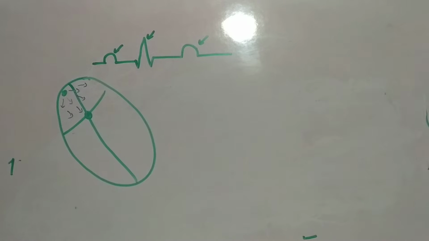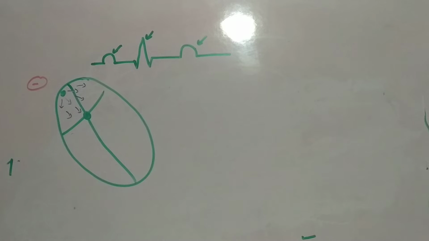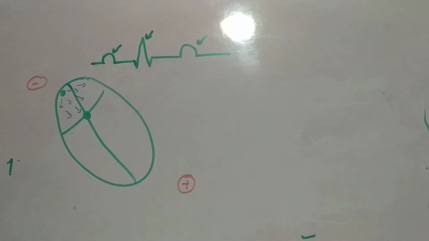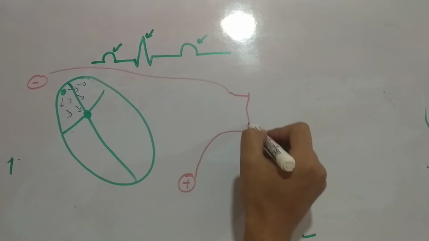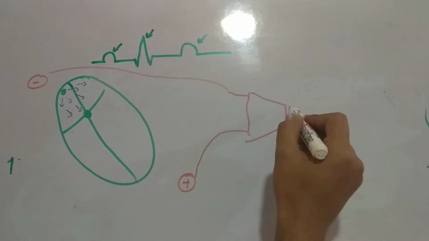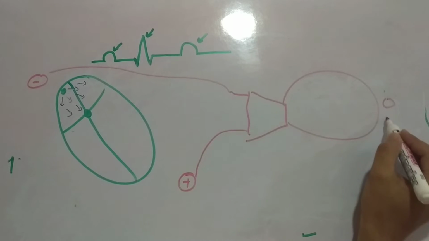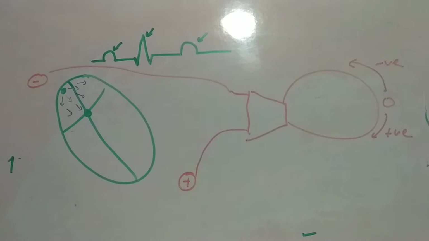So suppose, when you are putting an ECG, this is your negative electrode and you put an exploring electrode here, and you draw a pictorial representation of a galvanometer here. So here it is at 0, this way it is a positive deflection, this way it will be a negative deflection. So it's clear up to now, yes?